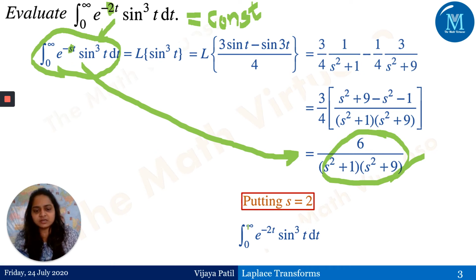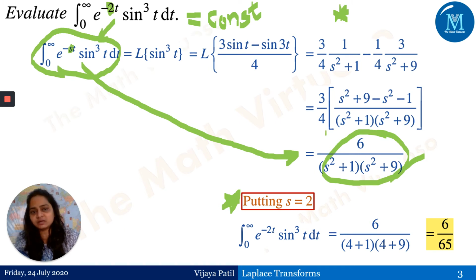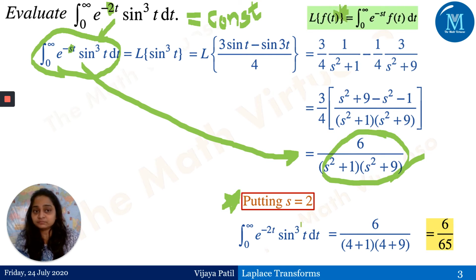So I've got this here, and this is nothing but 6 upon 4 plus 1, 4 plus 3, which is equal to 6 upon 65. It is very, very important to note down the step here. What is the step? My important step is here: I'm putting s equals 2 in both the ways, here as well as here, and I'm getting the answer as 6 by 65. So if you observe, this is nothing but a constant which is free from t and s both.